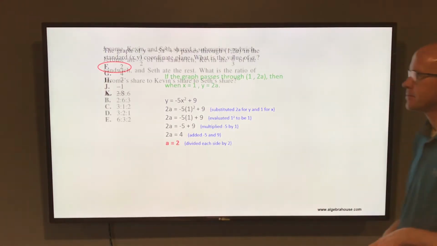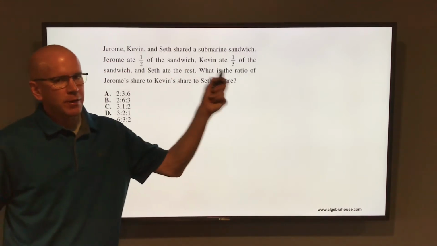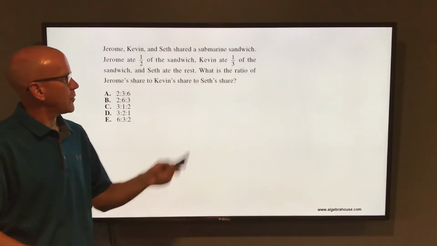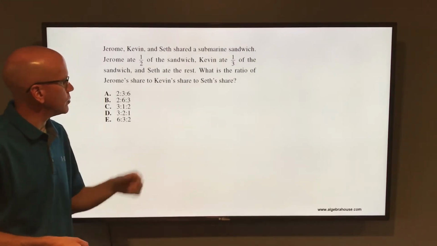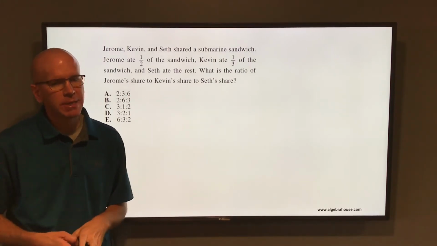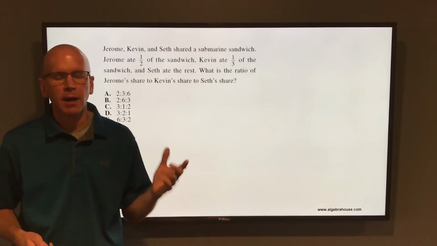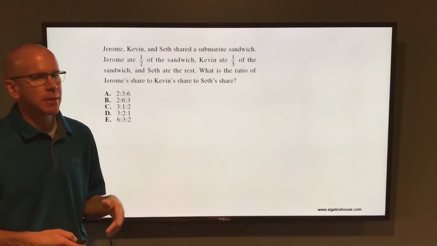Letter F. Jerome, Kevin, and Seth shared a submarine sandwich. Jerome ate a half of the sandwich, Kevin ate a third of the sandwich, and Seth ate the rest. What is the ratio of Jerome's share to Kevin's share to Seth's share? Well, first thing you need to do is find out how much of the sandwich Seth ate.